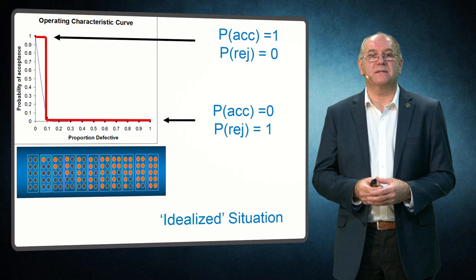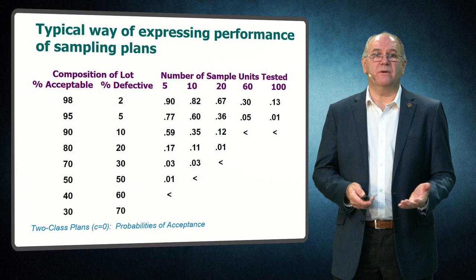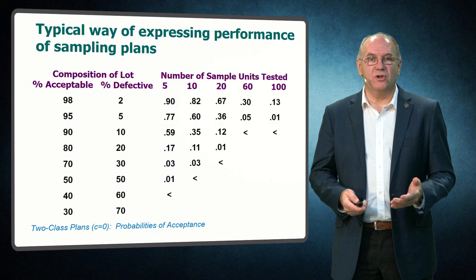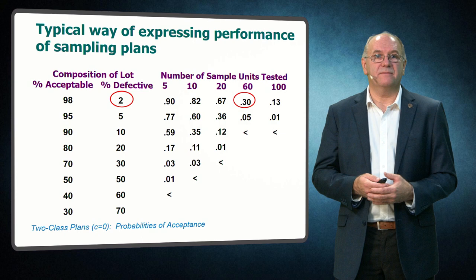What I'd like to do now is to move on to how we can relate the performance of a sampling plan to the level of a hazard that is controlled. In the normal way that we express the performance of sampling plans in a table, for a lot which is 2% defective, even when we take 60 samples, we still have a 0.3 probability, or 30% chance, that we'll accept the lot even if it's defective, in this case 2%.